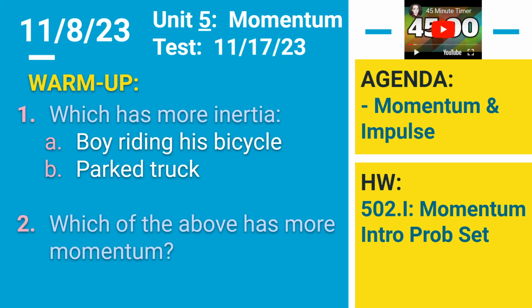Okay, and so if you think about which one of these, a boy on a bicycle or a parked truck, which one would have a greater resistance to acceleration? Which one would be harder for you to accelerate? The truck. Okay, the parked truck would have more inertia. And remember from our previous unit, inertia is directly related to mass. So that first question is basically just, hey, which one has more mass? Because that's the one that's going to have a greater resistance to change in motion. And so the answer to the first question, which has more inertia, is the parked truck.